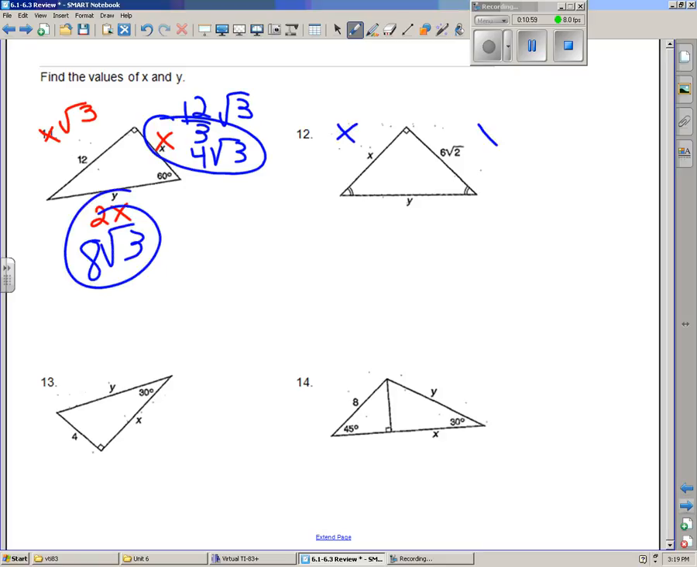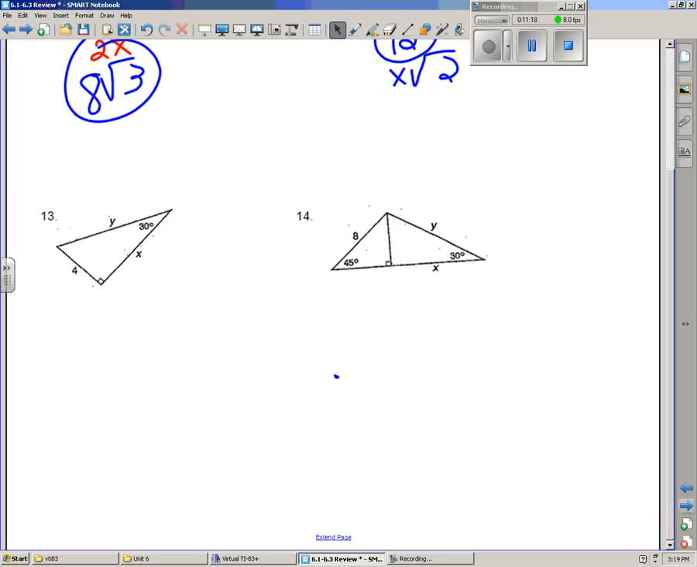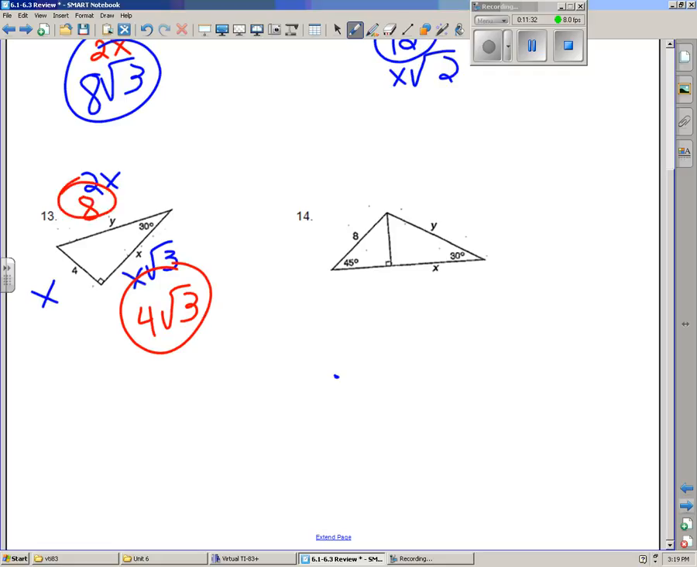12, x, x, x rad 2. This guy becomes 6 rad 2. This guy becomes 6 rad 4, or 6 times 2, which is just 12. Thirteen. 30, 60, 90. x, x rad 3, and 2x, which means that the longer leg becomes 4 rad 3, and the hypotenuse just becomes 8.